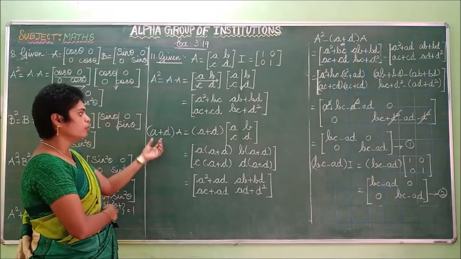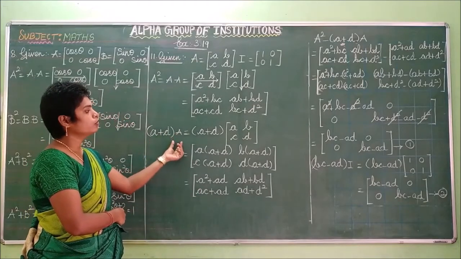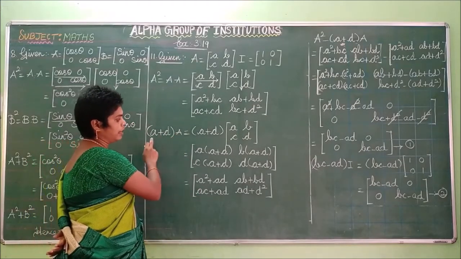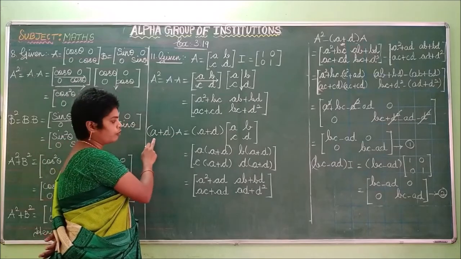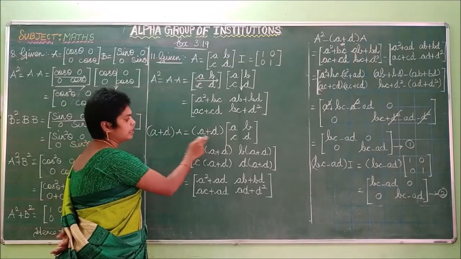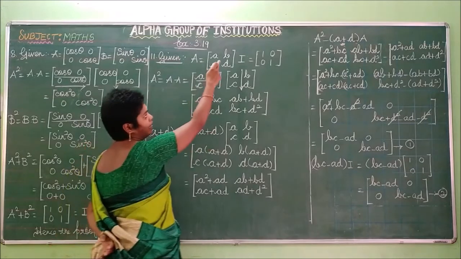But you have to find A plus D into A. Sorry, A plus D into A. So for that you can write A plus D, and the A matrix is [a b; c d].